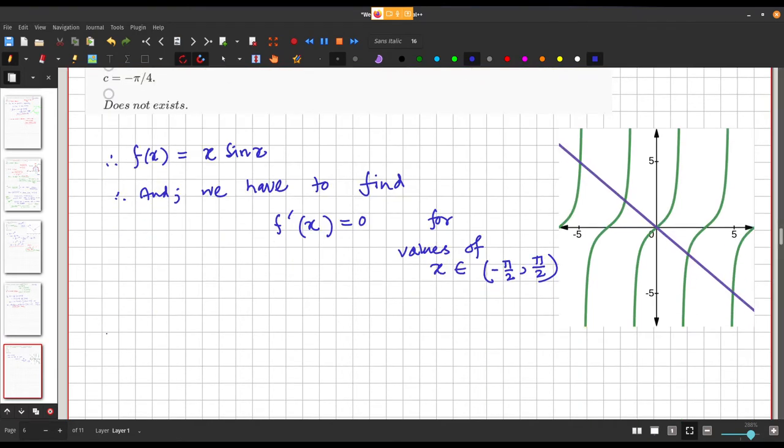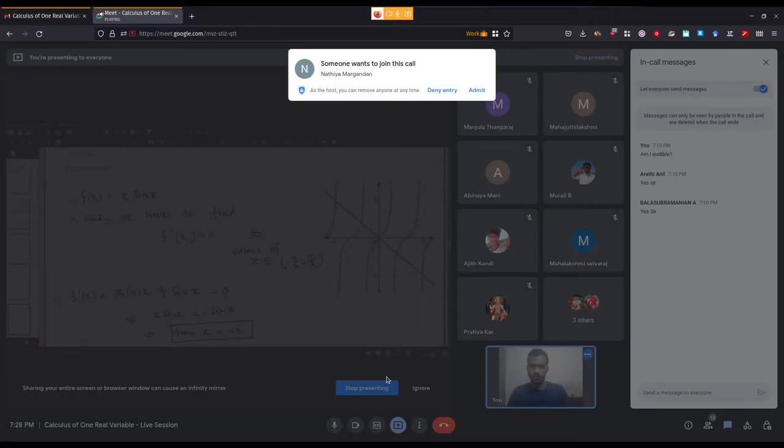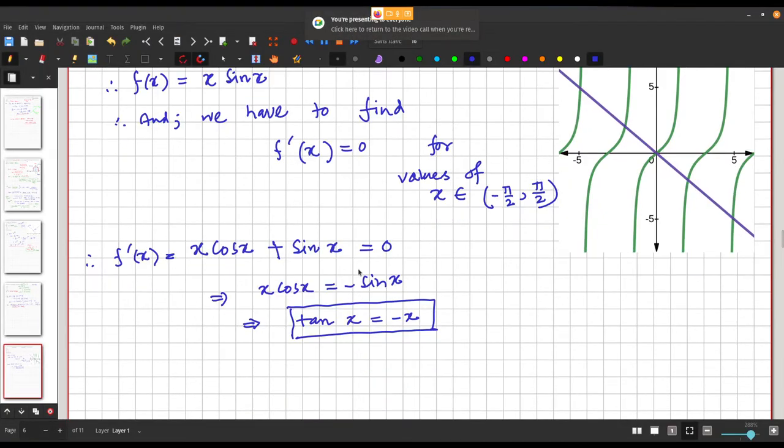Okay. So what will be f prime x here? So it will be x cos x plus sin x. So if we equate it to 0, we will get minus sine x cos x equal to minus sine x, or tan x equal to minus x. So this is the equation which you need to solve in order to get the values of x, for which the first derivative of this function f x defined here is going to be 0.